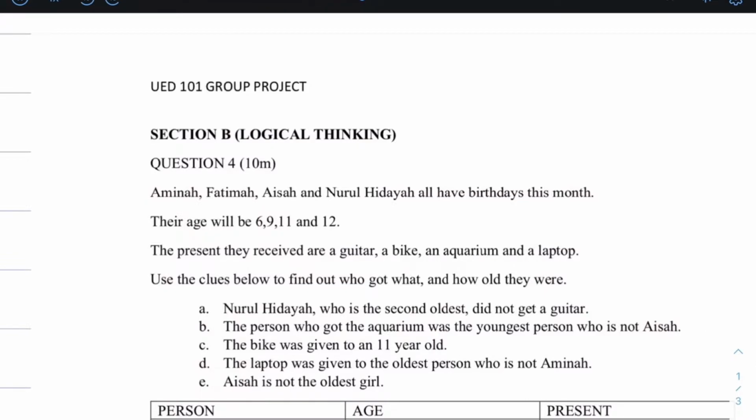Moving on to question 4. This question stated that Aminah, Fatimah, Aisyah and Nurul Hidayah all have birthdays in this month. Their ages are 6, 9, 11 and 12. The presents they receive are a guitar, a bike, an aquarium and a laptop. So we need to use the clues below to find out who got what and how old they were.